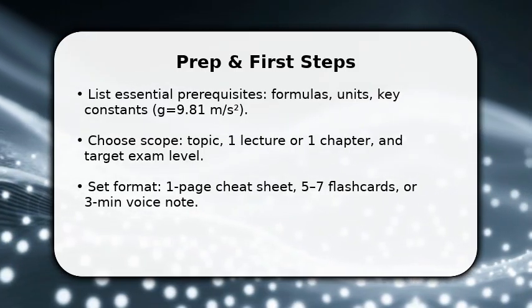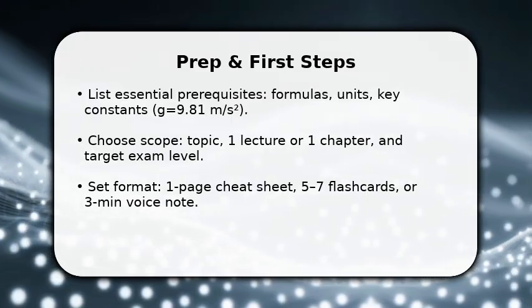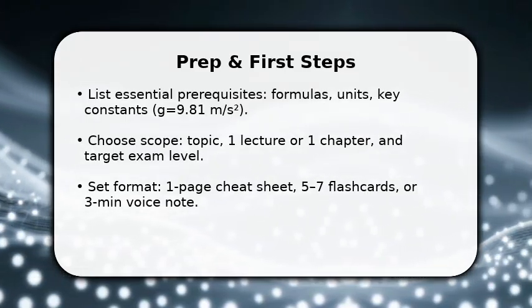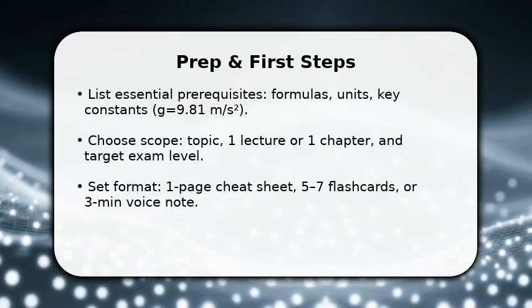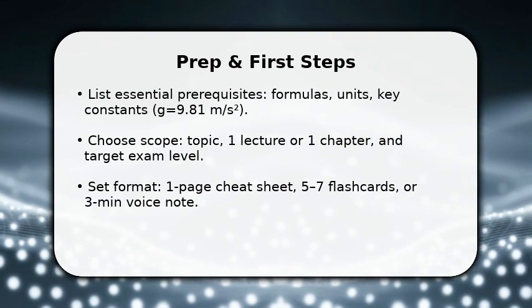Next, pick a format: a 1-page cheat sheet, 5 to 7 flashcards, or a 3-minute voice summary. Because format drives what you include and how condensed it must be. Make sure to timestamp or label sources for quick review later.